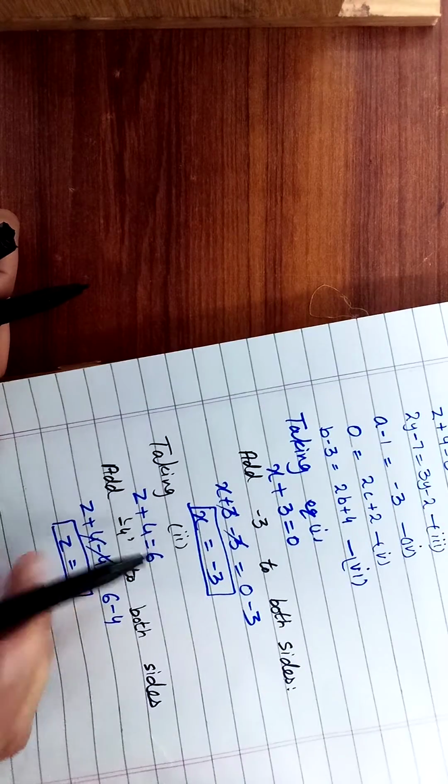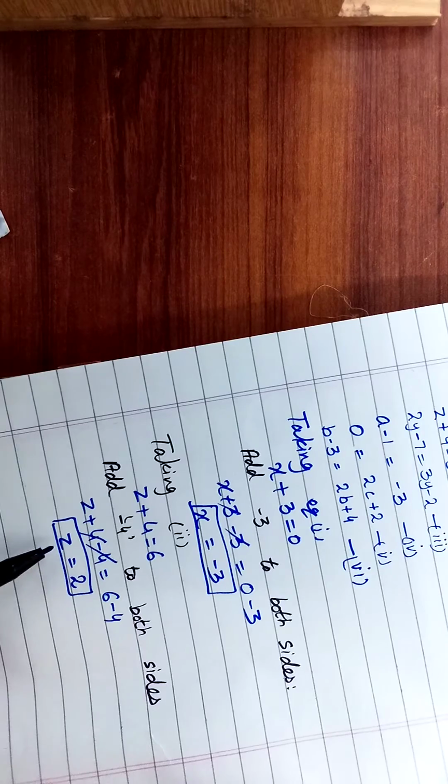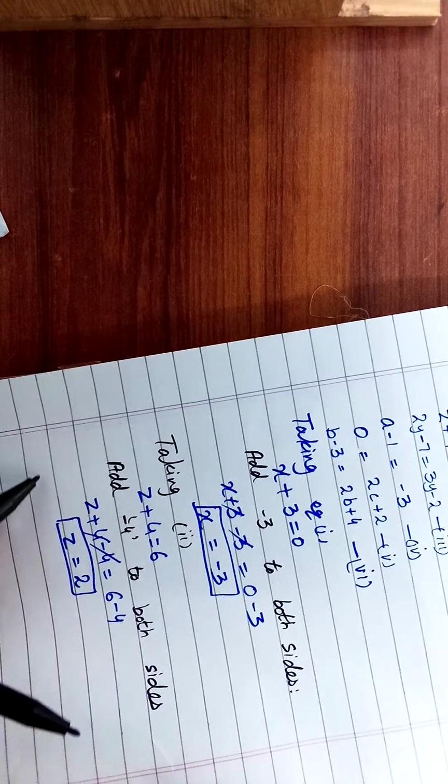So we got two values. The first value was the value of x, and the next value is the value of z. Now taking equation number 3.